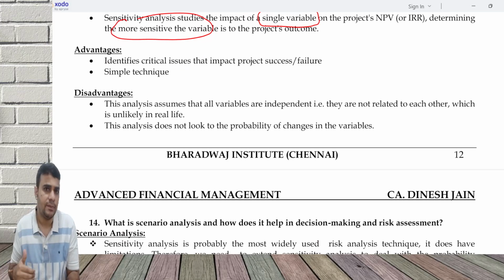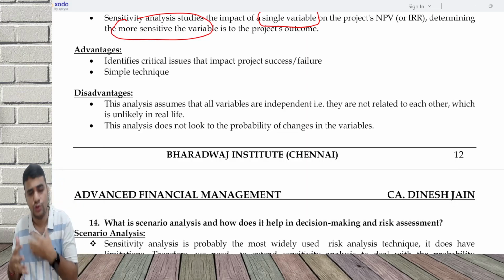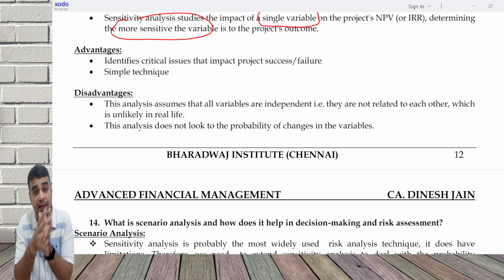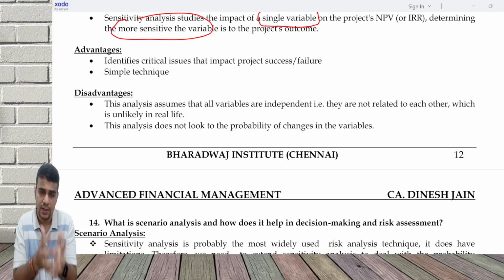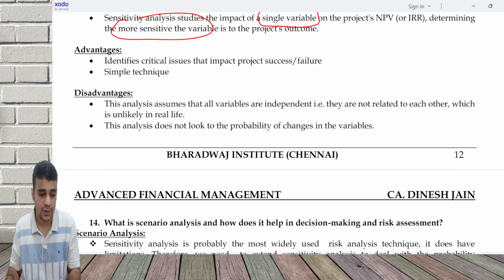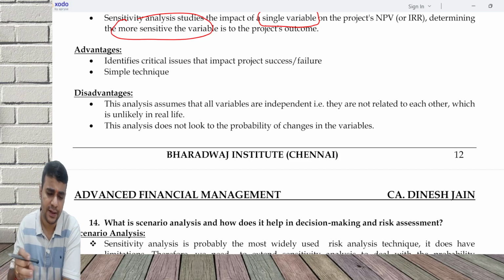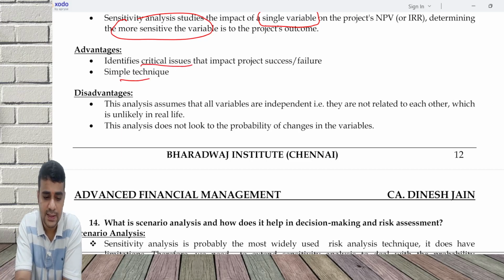A lot of the things which I'm discussing now will become clearer for you only if you have gone through the practical angle, that is the practical problem solving. So that is why I normally keep theory for the end, because once you discuss the practical component, the theory component becomes simpler. So it helps me in identifying the critical issue and simple technique.